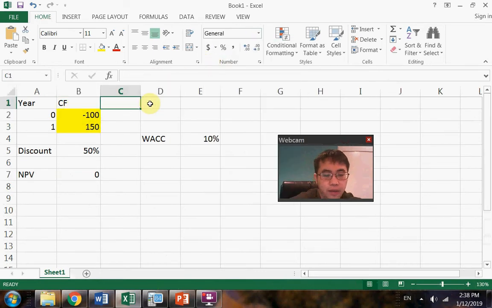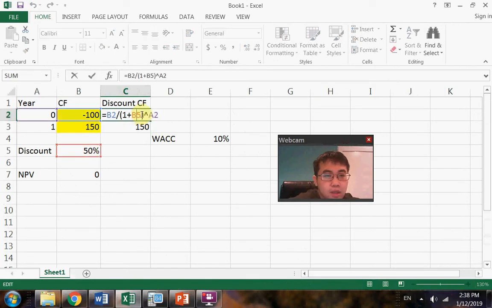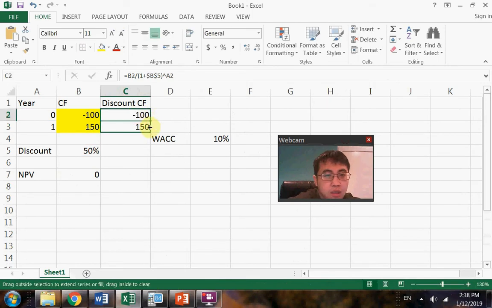If I create another column here, this is the discounted cash flow. For the discounted cash flow, you are going to use the given cash flow divided by 1 plus the discount rate, to the power of whatever the year number is. So this is negative 100, and this would be 150. So this needs to be fixed. I'm sorry, just fix that discount rate. So when I drag it down, it will give me 100.